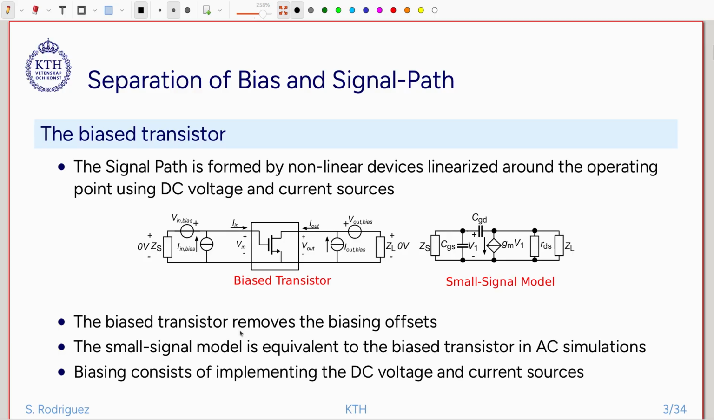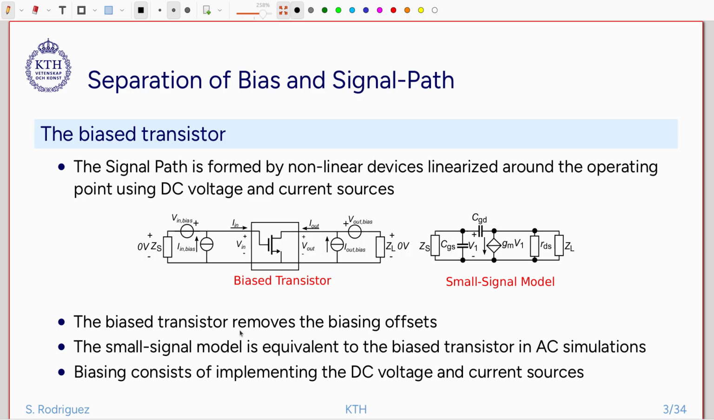So we have been working until now with the signal paths that are formed by the small signal models of bias transistors. So the signal path is basically formed by transistors that are nonlinear devices that are operating in a particular operating point, and placing the transistor in that particular operating point requires 4 DC sources, 2 current sources and 2 voltage sources.